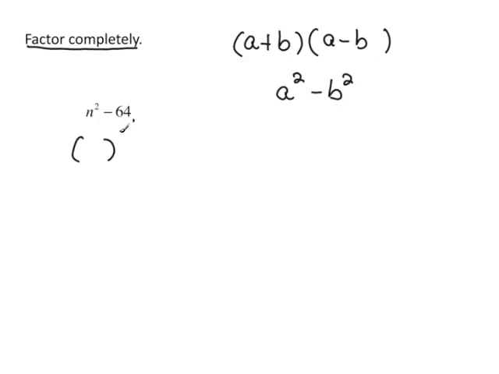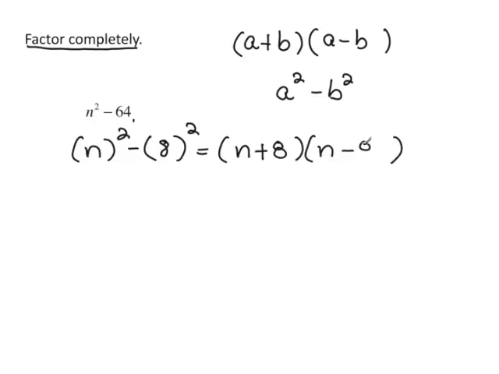So I'm going to set up my parentheses, and then I'm going to ask myself, can I think of a letter that if I multiply it times itself is going to give me n squared? Well, n times n is going to give me n squared. And then 8 times 8 is going to give me 64. So because I can write it in this format, the answer to this binomial is going to be n plus 8 times n minus 8.